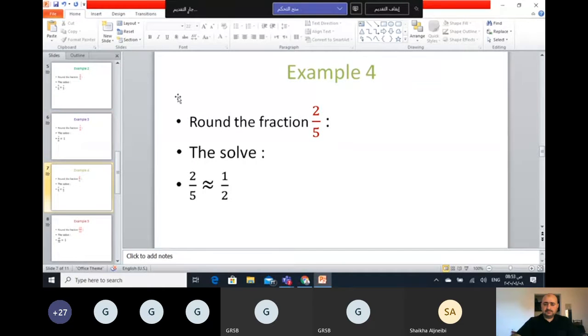Example 4. Round the fraction 2 over 5. The half of 5 is 2.5, and 2 is close to 2.5. So as you see here, the numerator is about half of the denominator. So I can use the second case, round to the half. So I can write 2 over 5 is nearest to 1 over 2, or 2 over 5 rounds to 1 over 2, because the numerator is about half of the denominator.